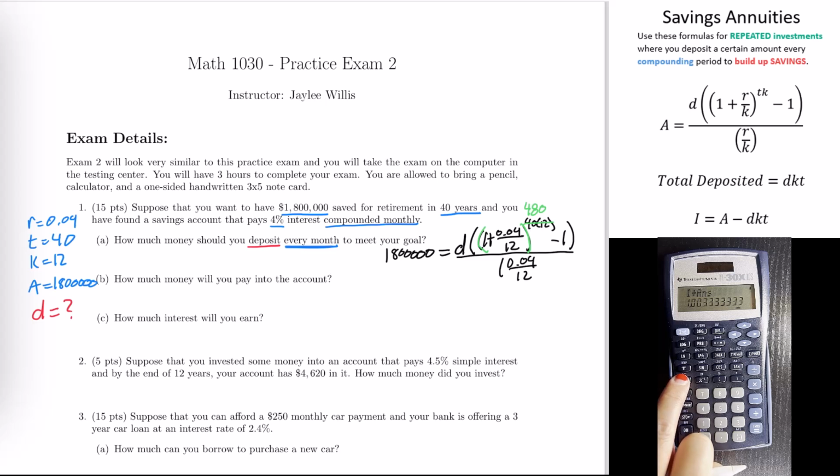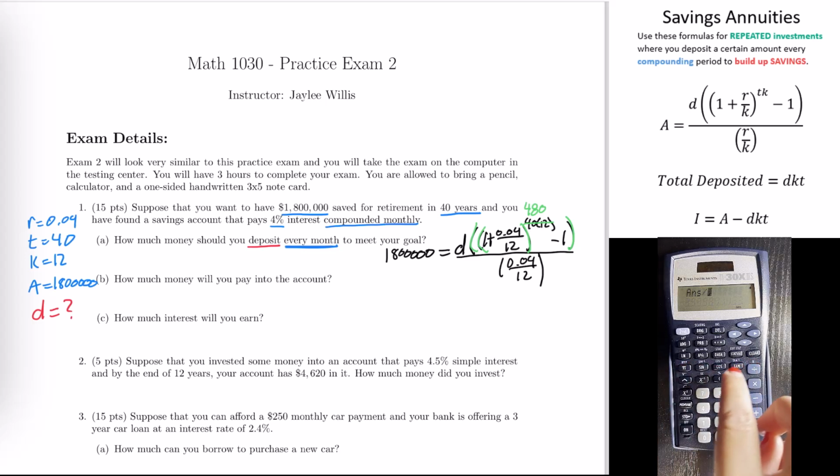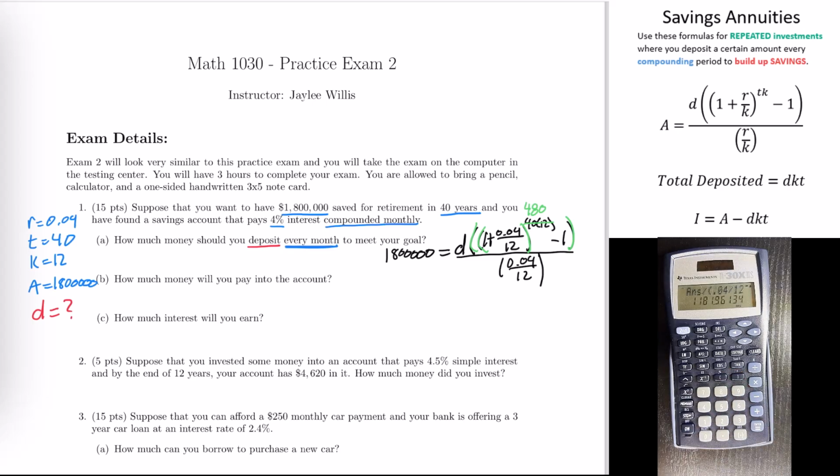Then to simplify the outer set of parentheses, I'm going to raise that to an exponent of 480. Get that answer and then subtract 1 from it. And that is everything in the top set of parentheses. So now I'm going to simplify the fraction by dividing by the stuff on the bottom of the fraction. So I'm going to take this answer and divide by, in parentheses, 0.04 divided by 12. Close my parentheses, hit equal.